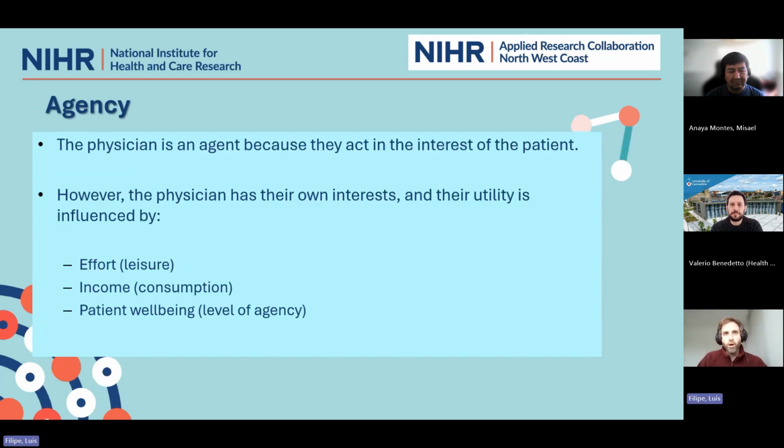Now, before we talk about the issues, we need to understand the concept of agency. The physician is considered to be an agent of the patient, in the sense that they should act in the best interest of the patient. So the patient delegates a responsibility to the physician and needs to believe that the physician is going to do their best to help the patient.